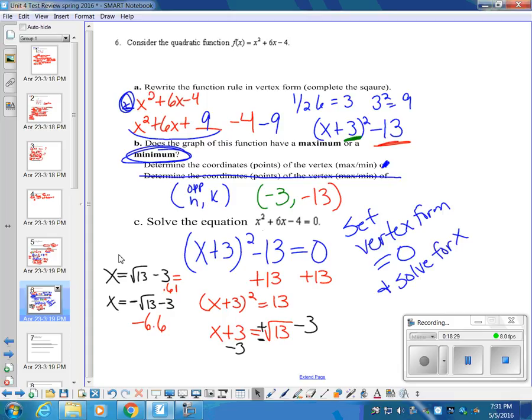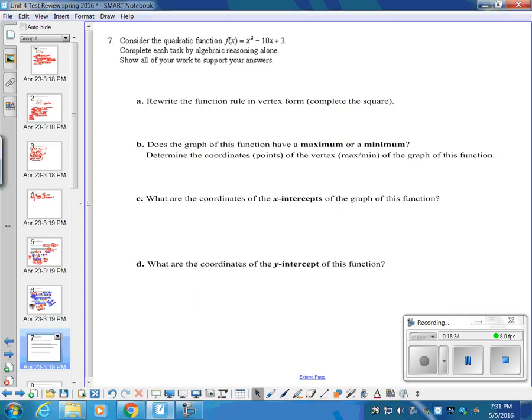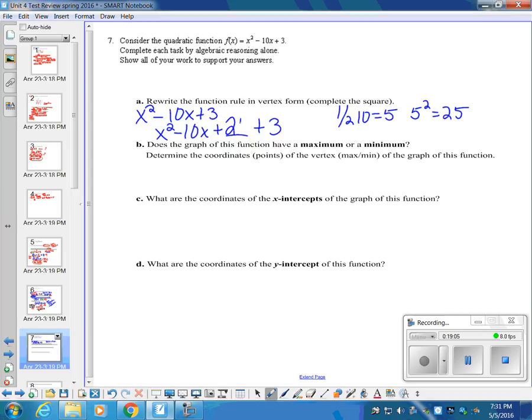Okay, number 7. We have a quadratic function, x squared minus 10x plus 3. That's in standard form. First, we're going to complete the square. So we've got x squared minus 10x plus 3. So we're going to rewrite it x squared minus 10x plus blank plus 3. Half of 10 is 5. 5 squared is 25. So add 25, subtract 25.